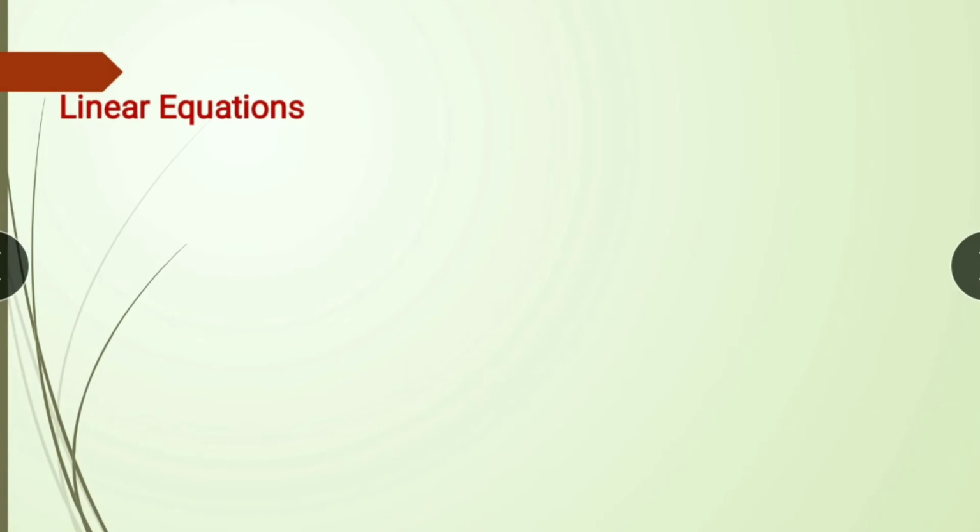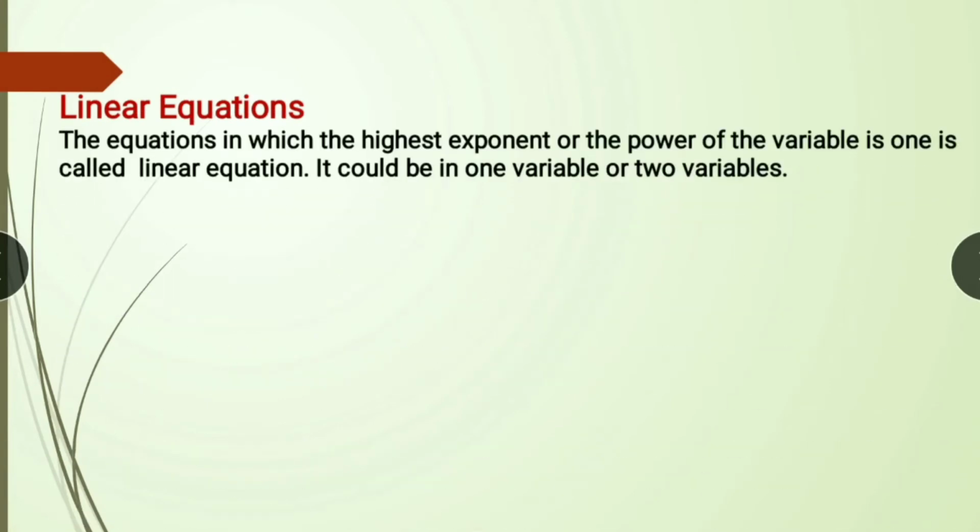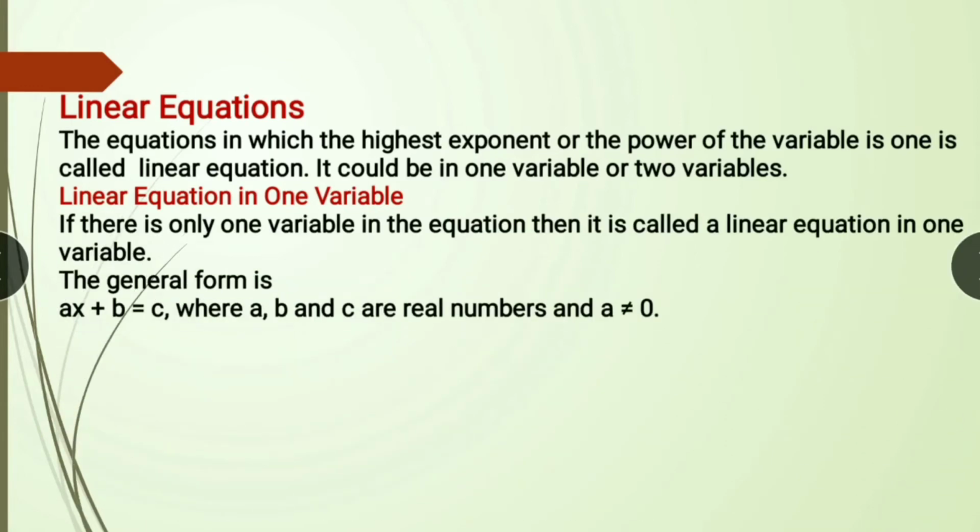Now let's know about linear equations. The equations in which the highest exponent or the power of the variable is 1 is called linear equation. It could be in one variable or in two variables. Clear? Like linear equation in one variable. If there is only one variable in the equation, then it is called linear equation in one variable. The general form is ax plus b is equal to c, where a, b, c are what? Real numbers. And a is not equal to 0.